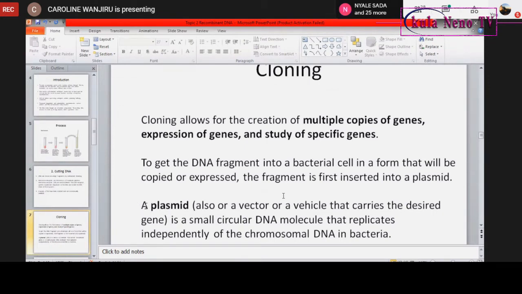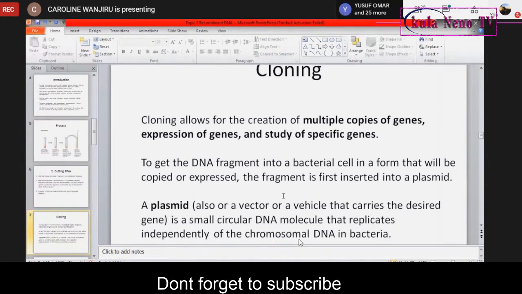The first step, I keep repeating, identify your gene of interest, isolate it, cut it using restriction enzymes. From there, insert it into a plasmid. And I told you plasmids mostly appear in bacterial cells. So it's even expressed there.